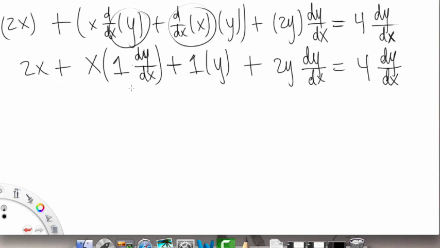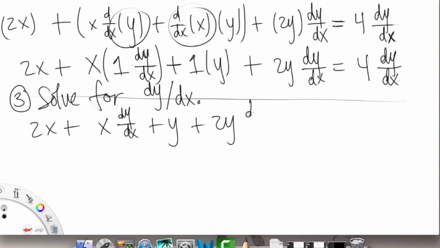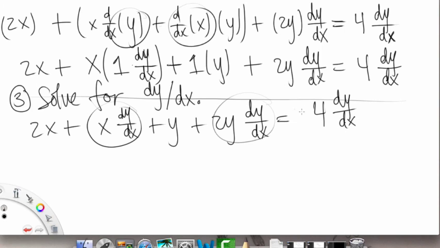Okay, so this is our entire equation, right? Now we're at step 3, and we're going to solve for our dy/dx. So let's gather all of those terms up, and what we can do is just squish them to the right side. I'll just rewrite this equation here so we can see where we're going. So x dy/dx plus y plus 2y dy/dx, and then we have that 4 dy/dx sitting over there. We're going to move all of these terms, these ones here, to the right side. So we'll just subtract them over.